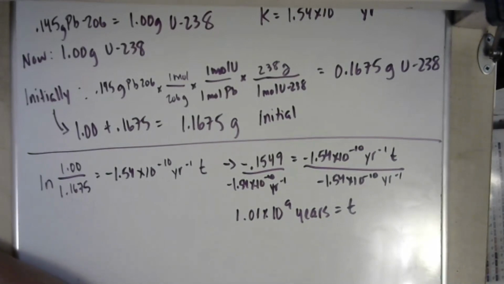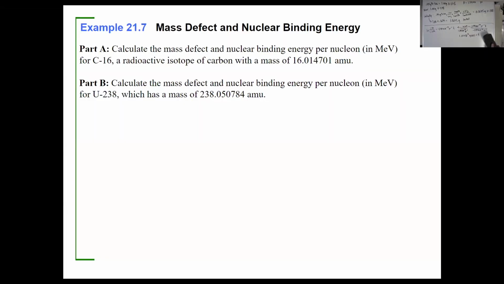The next question is a little bit different. So I guess the last type of calculation that your textbook goes over, and this is mass defect and nuclear binding energy. So we're going to look at both of these.